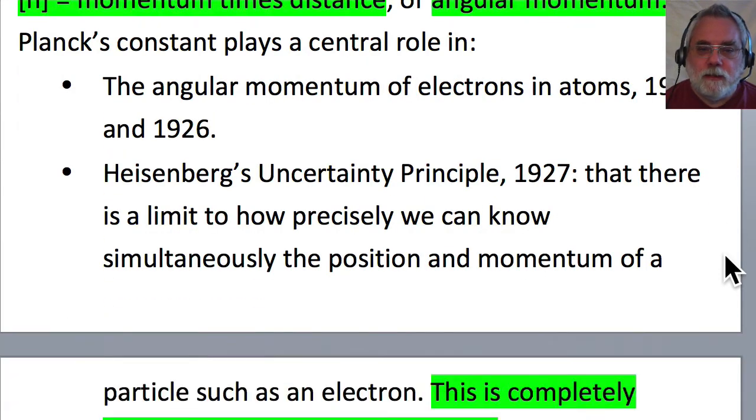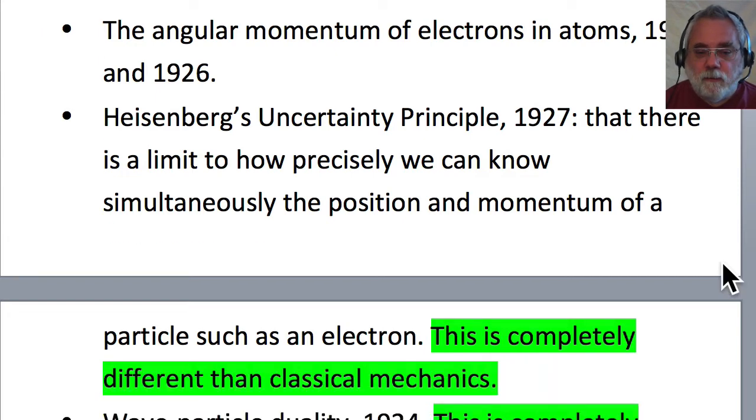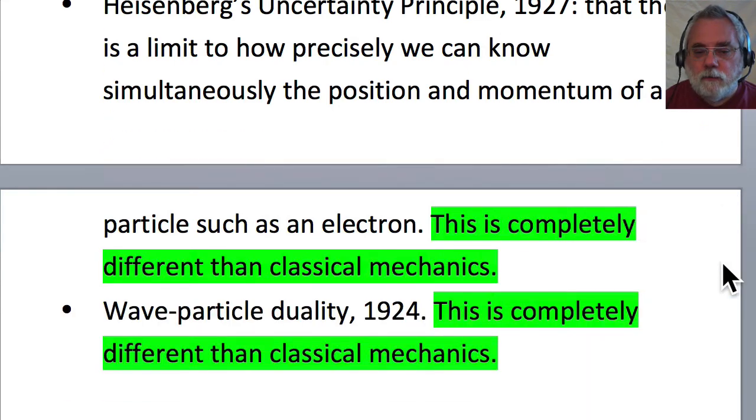Planck's constant plays a central role in the angular momentum of electrons in atoms, as will be determined in 1913 and 1926, in Heisenberg's uncertainty principle in 1927, that there is a limit to how precisely we can simultaneously know the position and momentum of a particle such as an electron. This is completely different than classical mechanics. And also wave-particle duality in 1924, which is also completely different than classical mechanics.